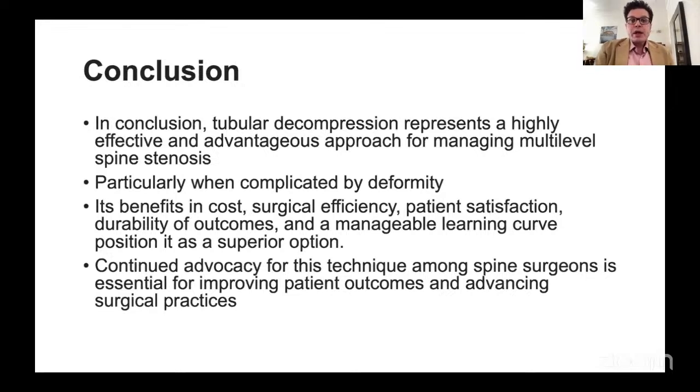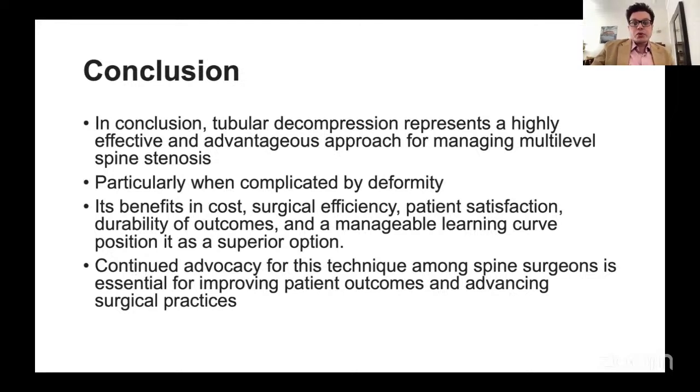So in conclusion, tubular decompression for multiple levels represents a highly effective and advantageous procedure, particularly when the patient has abnormal anatomy, due to radiation exposure, because endoscopy is very radiologically demanding. We can overcome this by navigation, sure, and new trends in robotics. It has benefits in cost, surgical efficacy, patient satisfaction, and durability of outcome, as we see with all very powerful randomized controlled studies that compared both techniques.